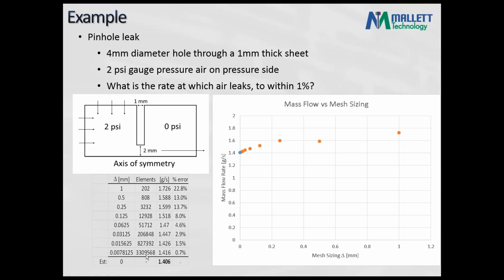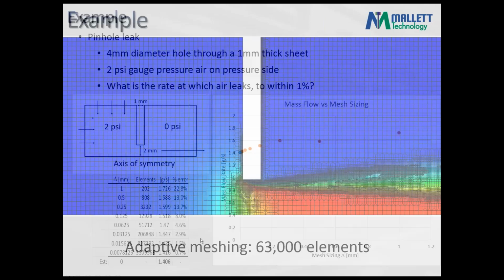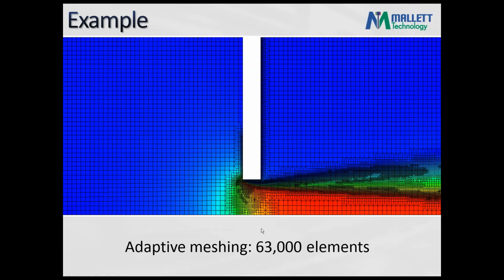And if you want an answer within 1%, you'll notice you have to go all the way down to 3.3 million elements to get an error of less than 1%. This is with a static mesh. Next slide. So this is what adaptive meshing gives us.